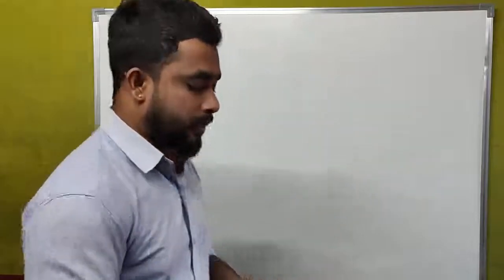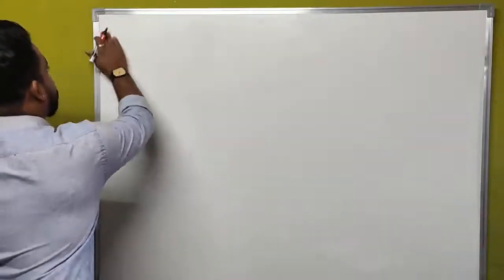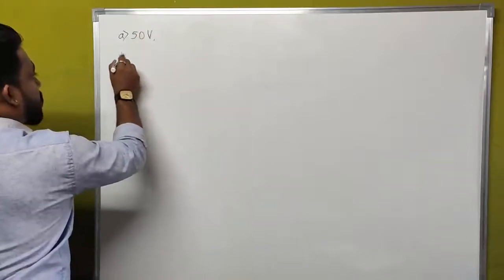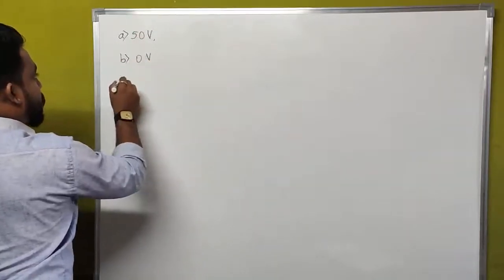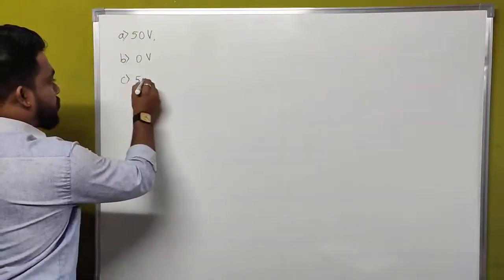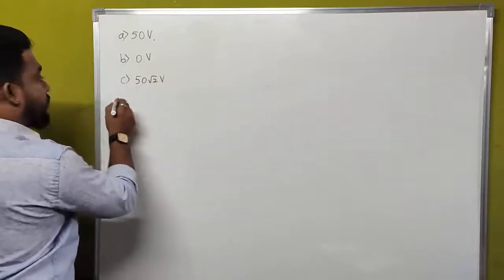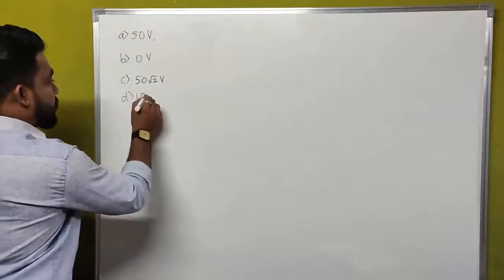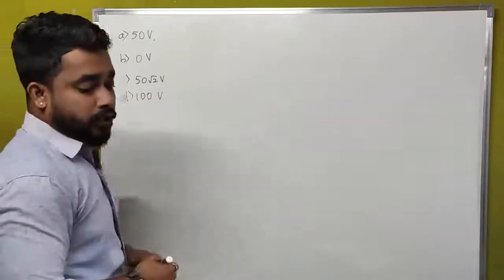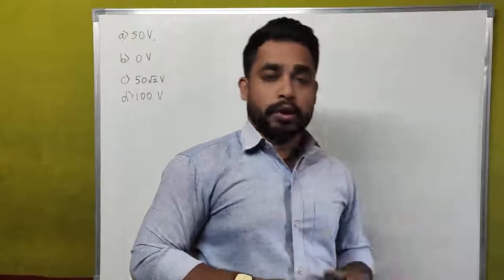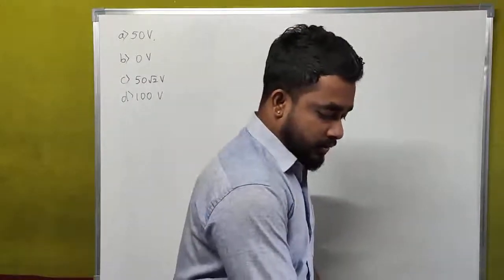The options will be like this. Option A is 50 volts, option B is 0 volts, option C is 50 into root 2 volts, and option D is 100 volts. Here what we have to find out is the voltage across the LC combination.